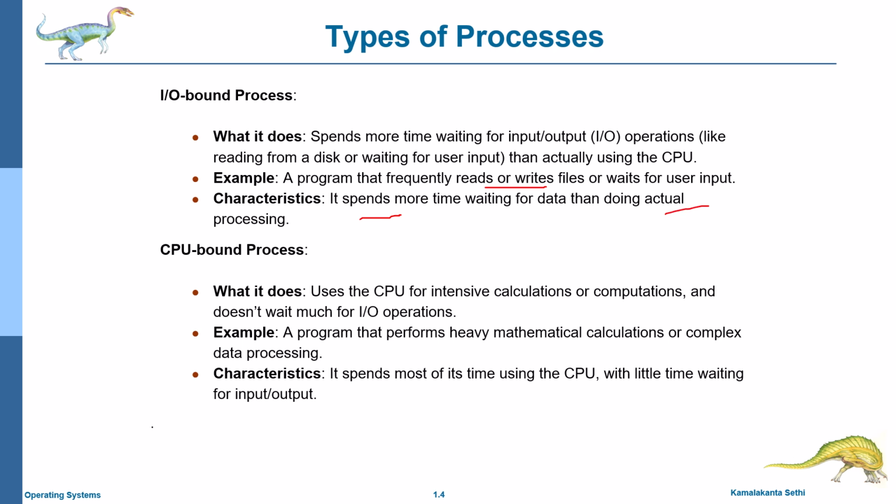The CPU bound processes. What it does: uses the CPU for intensive calculations and computations, and does not wait much for IO operations. An example is a program that performs heavy mathematical calculation or complex data processing.